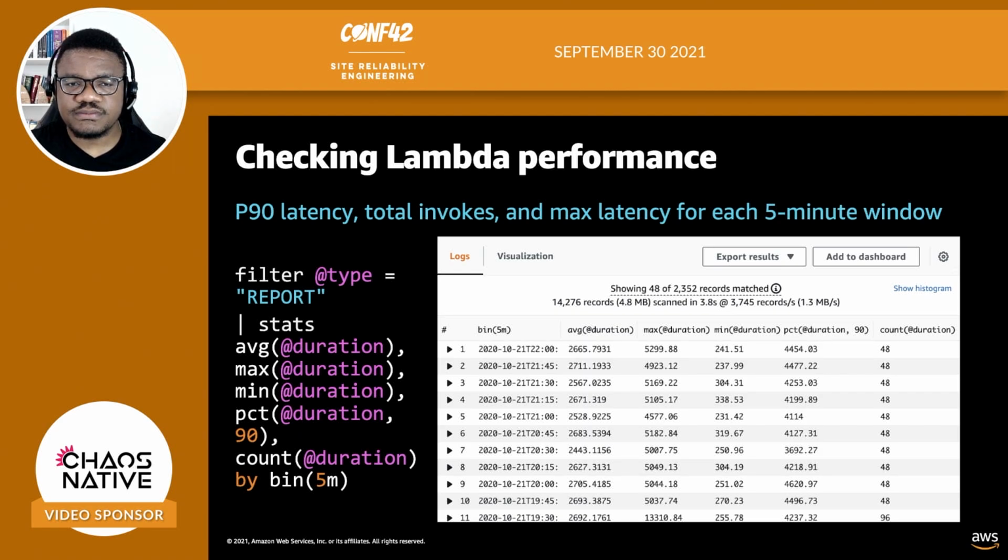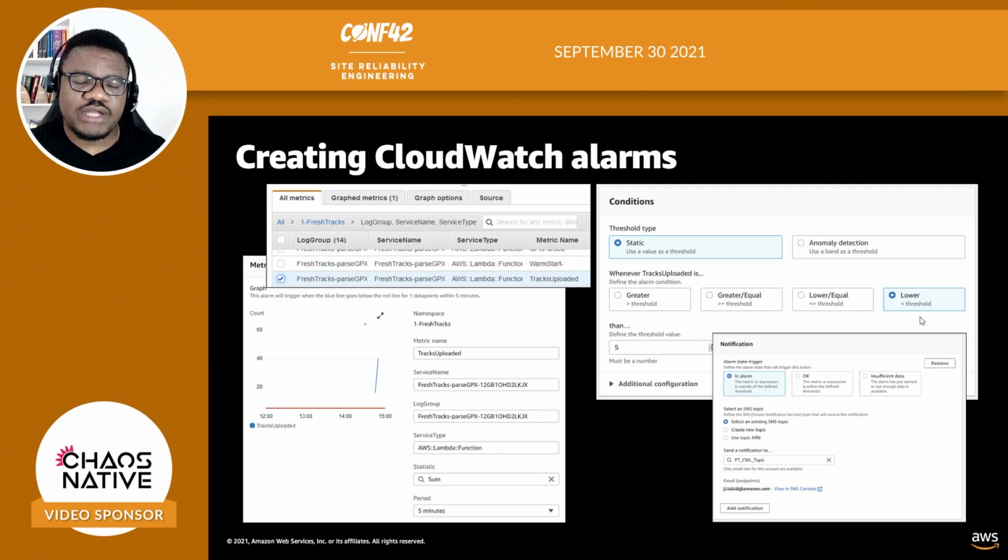And then when you have your logs done, you have your metrics, the next thing is to create alarms to alert you when maybe your metrics go outside of the threshold, or when you identify an anomaly within your system. And to do that is quite simple.